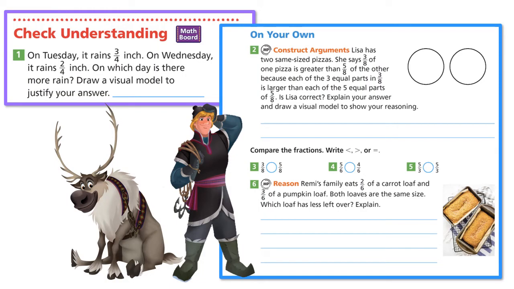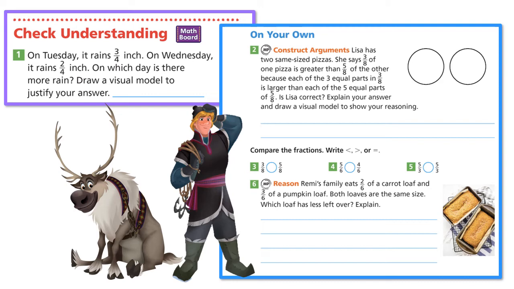Okay, boys and girls, now it's your turn. You're going to pause the video here in a minute to complete the check understanding and the on your own. When you're finished, you're going to come back to the video so that we can review them together. So please pause the video and get to work. Hi guys, welcome back. Let's see how we did. So let's start with the check understanding.